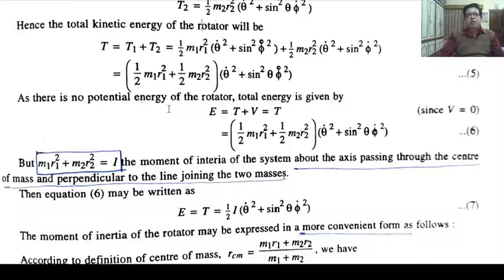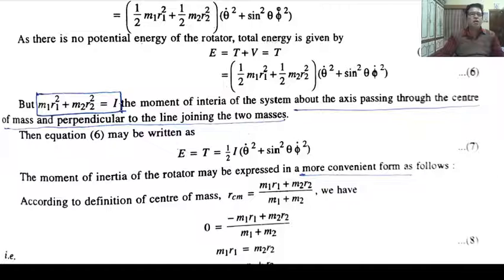As there is no potential energy of the rotator, the total energy is just the kinetic energy of the rotator. So your equation of total energy for the rotator becomes E equal to (half m1 r1 square plus half m2 r2 square)(theta dot square plus sin square theta phi dot square). Here m1 r1 square plus m2 r2 square equals the moment of inertia I of the system about the axis passing through the center of mass and perpendicular to the line joining the two masses.